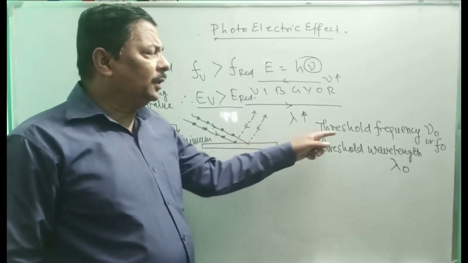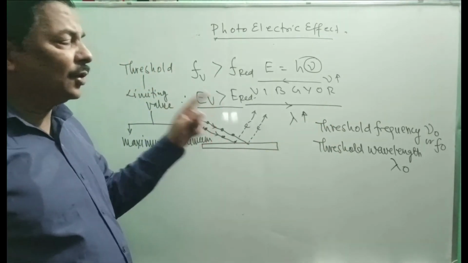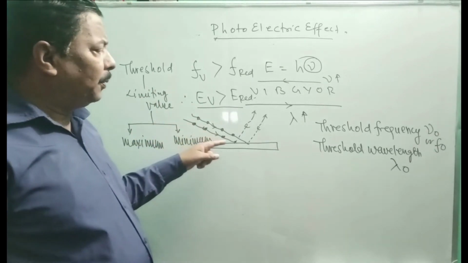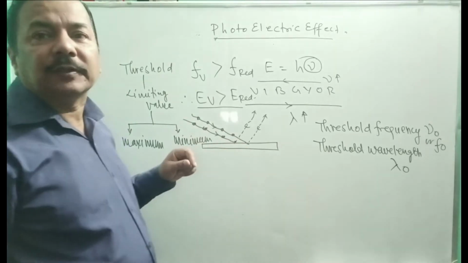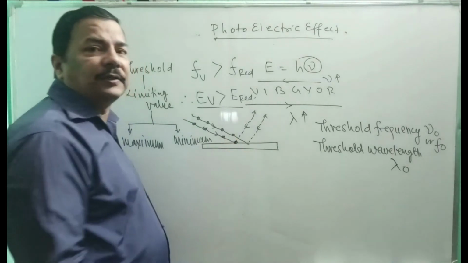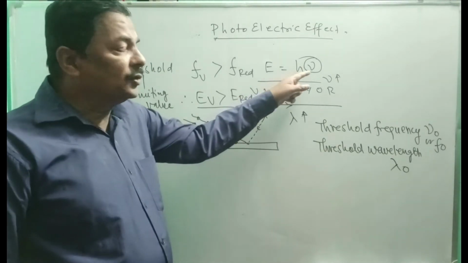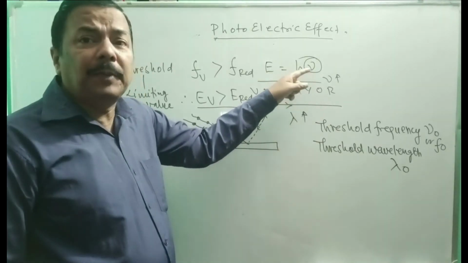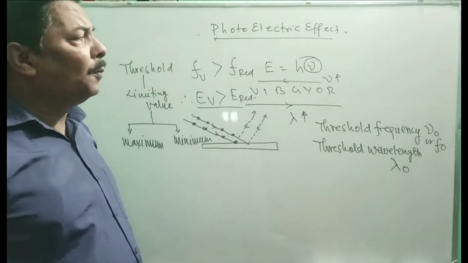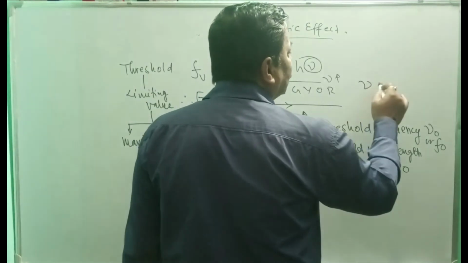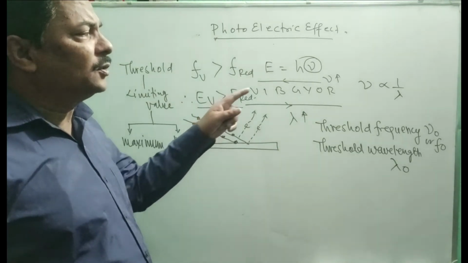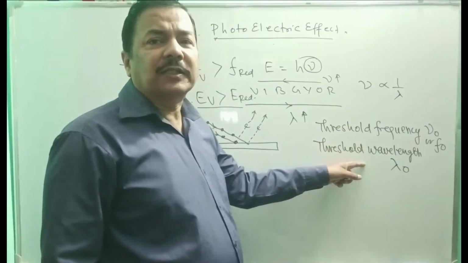If we talk in terms of frequency, threshold frequency is that minimum value of frequency which is capable of liberating the electron from the metal surface. This electron needs a certain minimum amount of energy. For minimum energy, frequency should be minimum, and that specific minimum value of frequency is known as threshold frequency. You know that frequency has an inverse relationship with wavelength. So naturally, if frequency is minimum, wavelength is maximum.